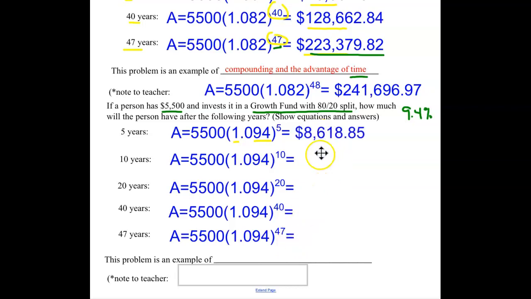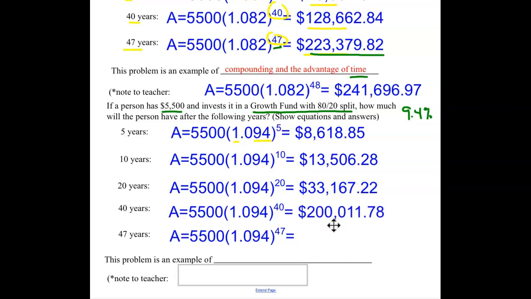All right, so you should have had $8,618.85 for 5 years, $13,506.28 for 10 years, $33,167.22 for 20 years, $200,011.78 for 40 years, and $375,125.70 for 47 years.